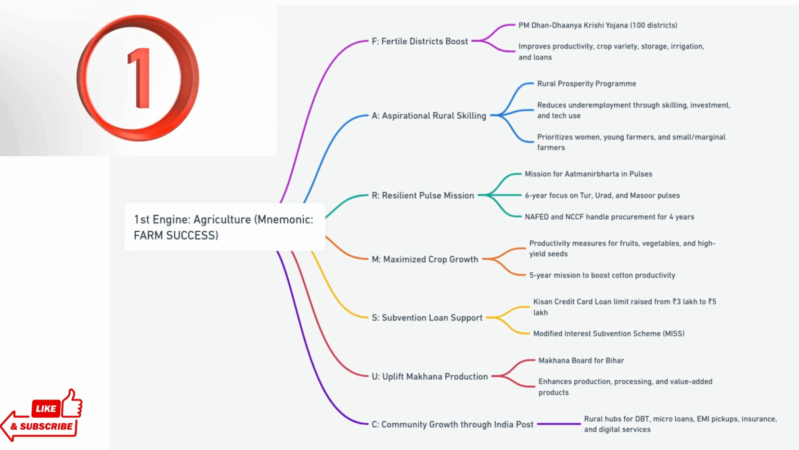F. Fertile Districts Boost. The government has launched the PM Dhan Krishi Yojana, targeting 100 fertile districts. What's the focus? Improving productivity, crop diversity, irrigation, better storage, and loans.